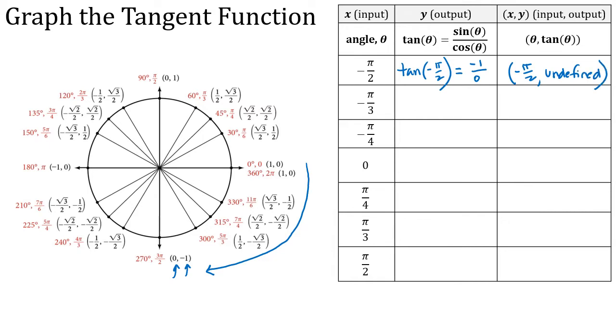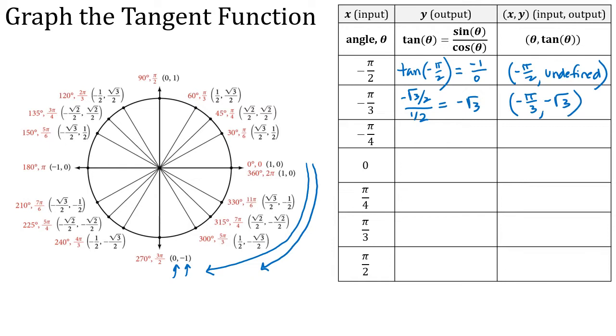Negative pi over 3 is in the same location as 5 pi over 3. And we see that the sine is negative square root of 3 over 2. And we're going to divide that by the cosine of negative pi over 3, which is 1/2. And when I do that division, I end up with negative square root of 3. So I have the ordered pair negative pi over 3, comma, negative square root of 3.